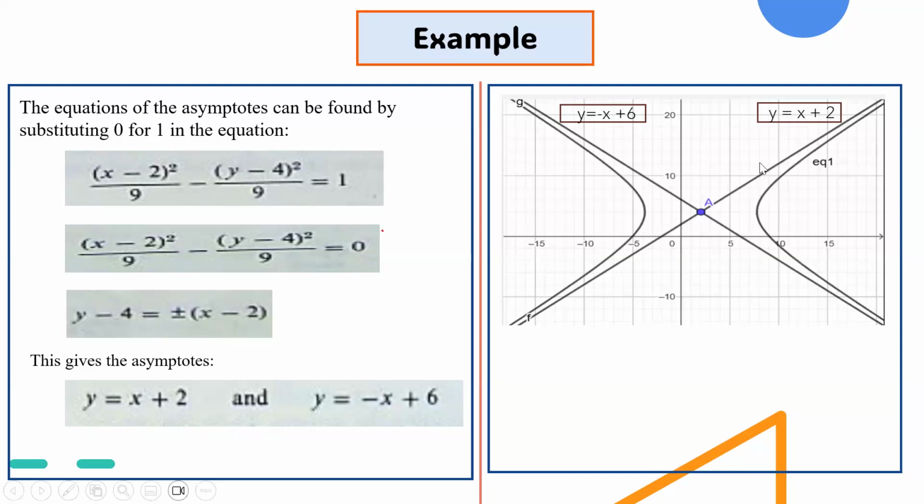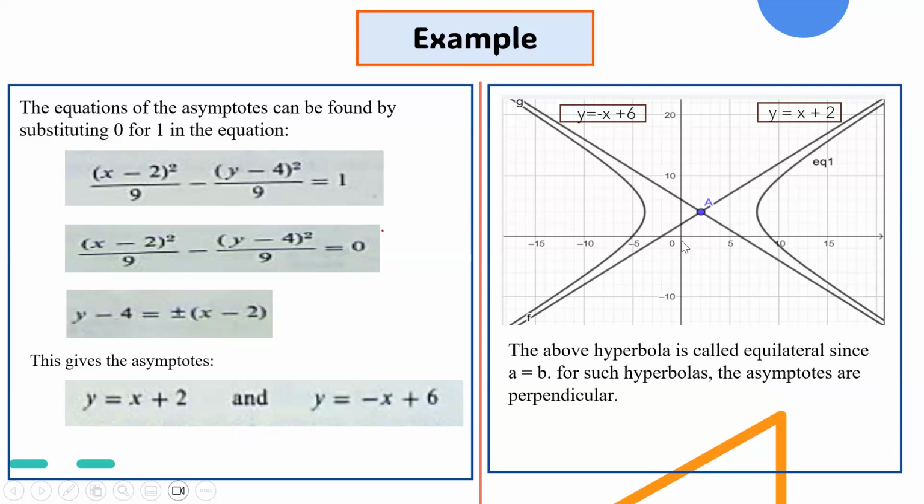So this diagram represents the hyperbola. It is called equilateral since a is equal to b. For such hyperbolas, the asymptotes are perpendicular, as you can see on the diagram.